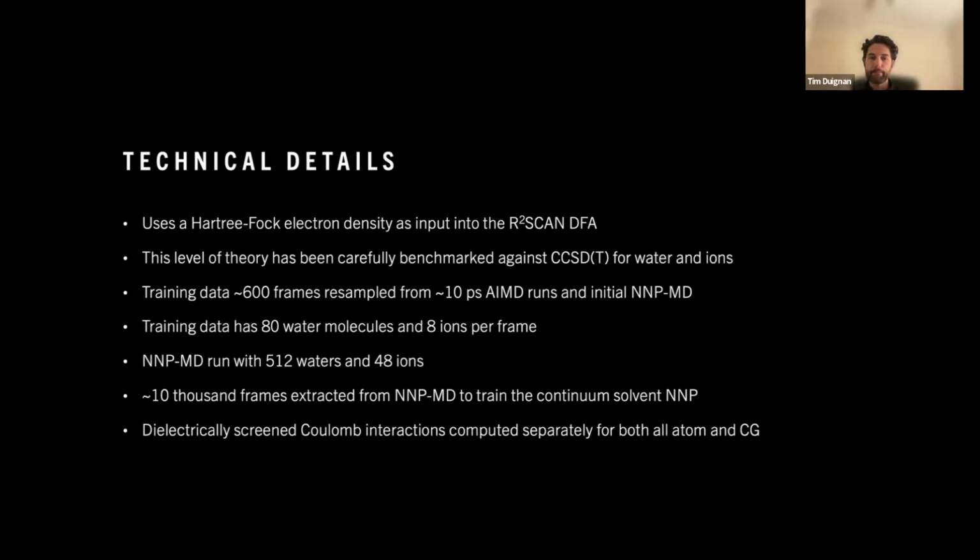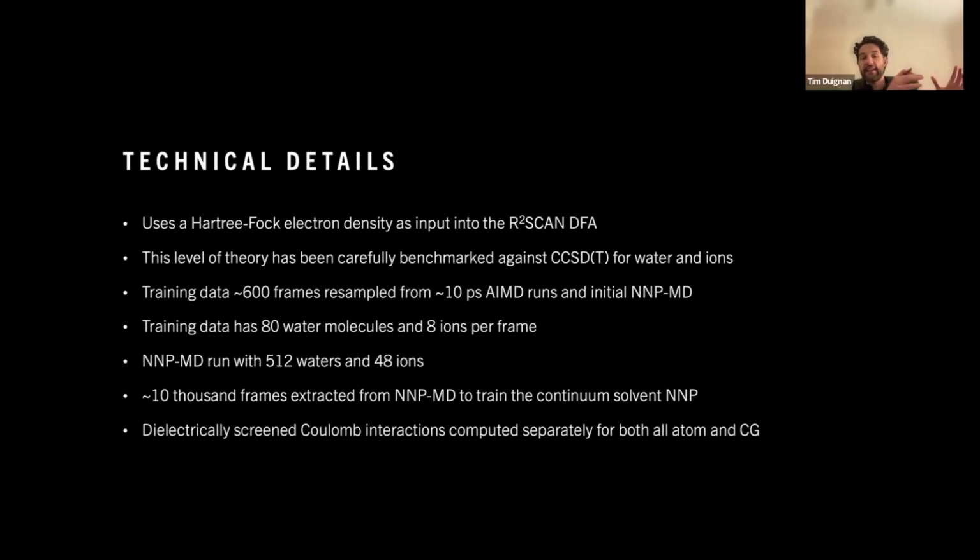Yeah. Okay. And then the idea is that maybe we have those 600 frames from 10 picoseconds of AI MD, and then we maybe train our neural net potential and could potentially execute this a lot faster and then simulate 1,000 picoseconds faster. Exactly. Yeah.